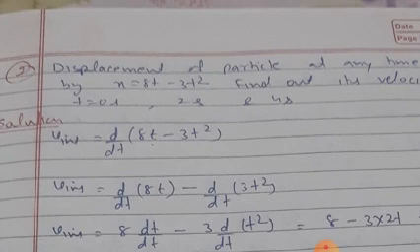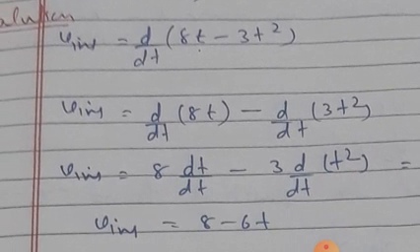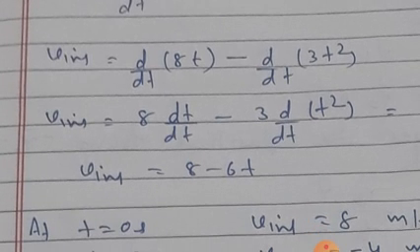we'll derive the general formula for V instantaneous, and V instantaneous is equal to d/dt of (8t - 3t²). Now again we'll separate both the terms: d/dt of 8t minus d/dt of 3t². 8 is a constant, taken outside, dt/dt; minus 3 is taken outside as it is a constant, d/dt of t². We'll apply the formula: V instantaneous is equal to 8 times dt/dt, which is 1, minus 3 times d/dt of t², which is 2t.